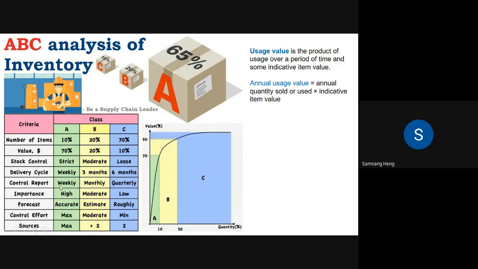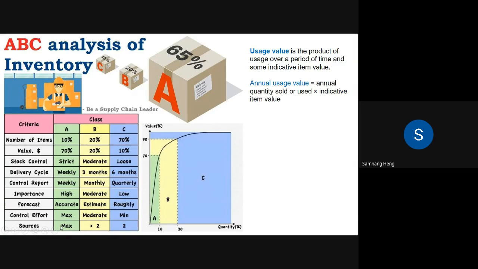Control report: usually they have a report of how much of the item is left in the inventory every week. Class B could be monthly. Class C could be quarterly, every 3 months. So importance: high, moderate, low. Forecast: class A, make sure it is accurate. Class B could be an estimate. Class C could be rough. Control effect: max, moderate, minimum. And source, like our supplier.